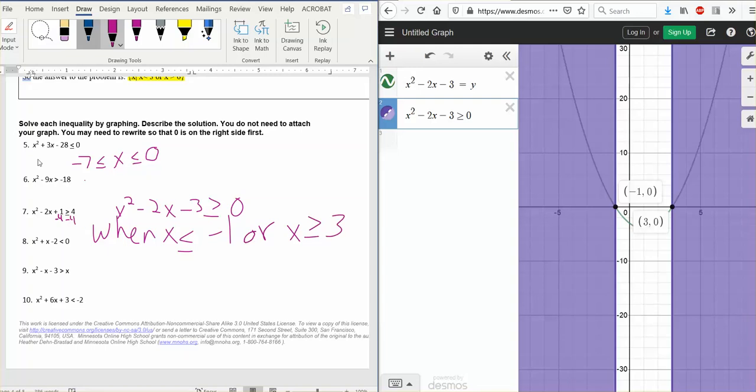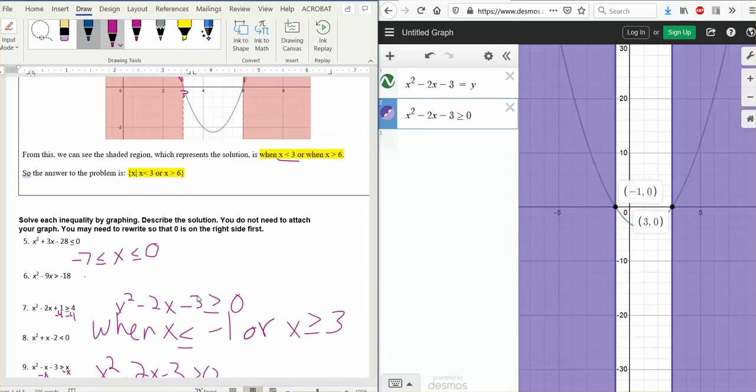Note that on number 9, you'll have to subtract x from both sides to get 0. And then you have minus x, or minus 1x. So this one is x squared minus 2x minus 3 is greater than 0 when you do the graph of your inequalities. And there's only 10 problems to do. So they're all going to be done using technology. You don't even have to attach your graphs for 5 through 10. You do have to attach your graphs for 1 through 4.